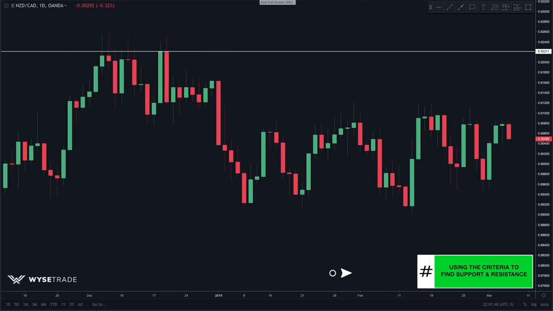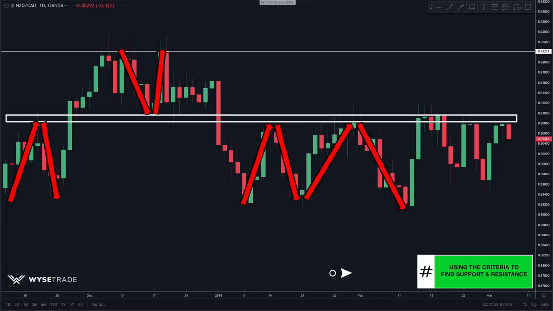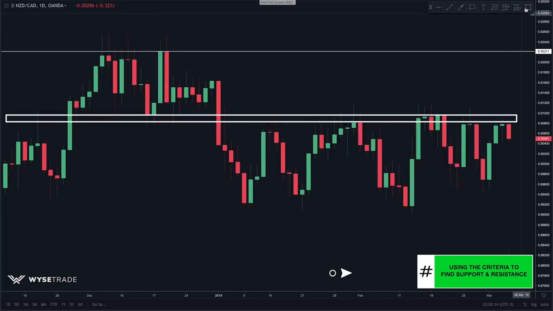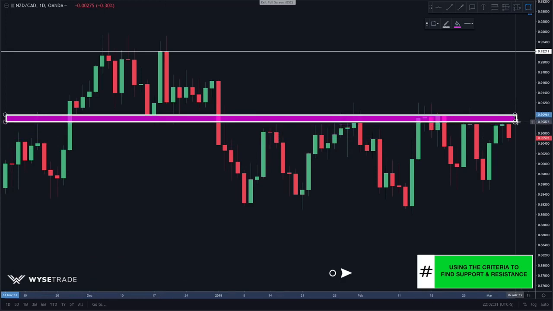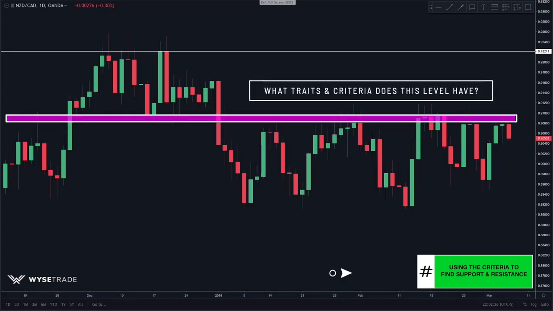So, moving on down. Now the next level we spot is this level here, with 6 rejections. Rejection 1, rejection 2, rejection 3, rejection 4, rejection 5, and rejection 6. So again, what traits and criteria does this level have that makes it a good level?